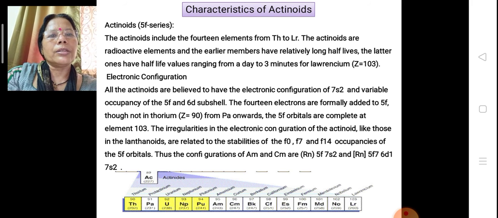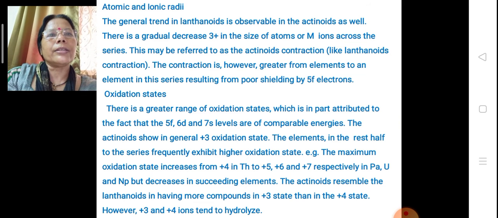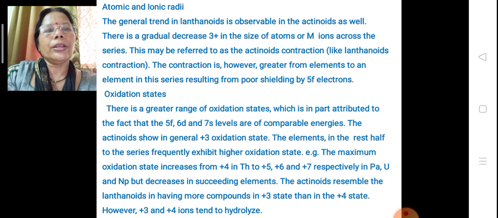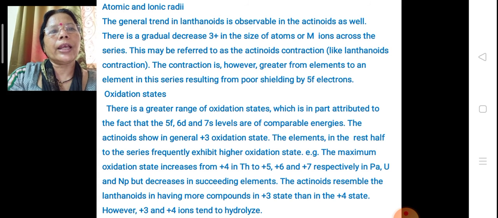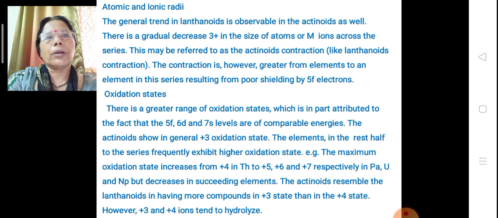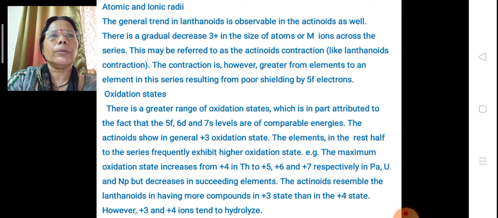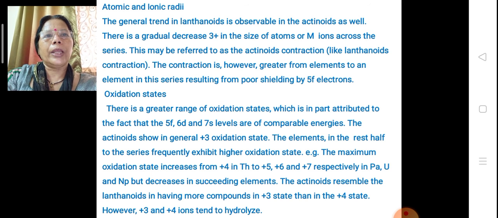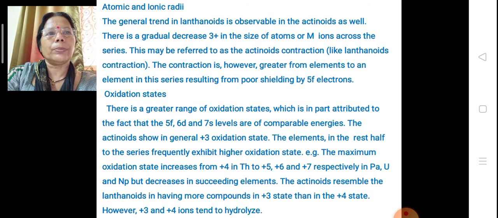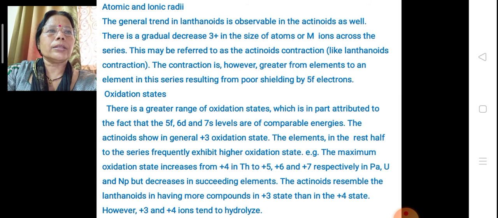As you can see in the table, it gives the atomic numbers of the actinoid series elements. The atomic and ionic radii are similar, showing a trend like the lanthanoids. Due to the contraction, the general trend in the lanthanoids is observable in the actinoids as well. There is a gradual decrease in the size of the atoms or M3+ ions across the series. This may be referred to as the actinoid contraction, like the lanthanoid contraction. The contraction is, however, greater from element to element in the series, resulting from poor shielding by 5f electrons.